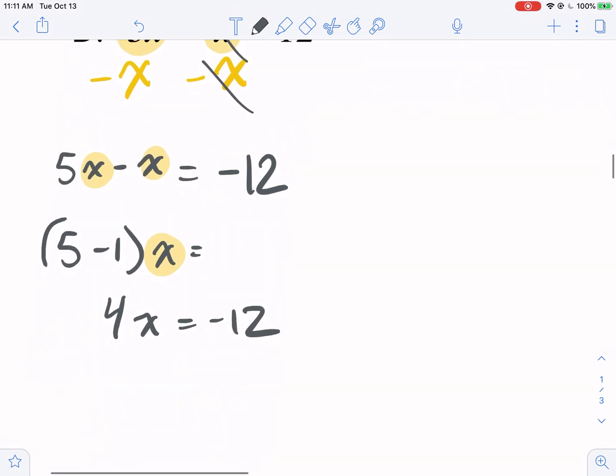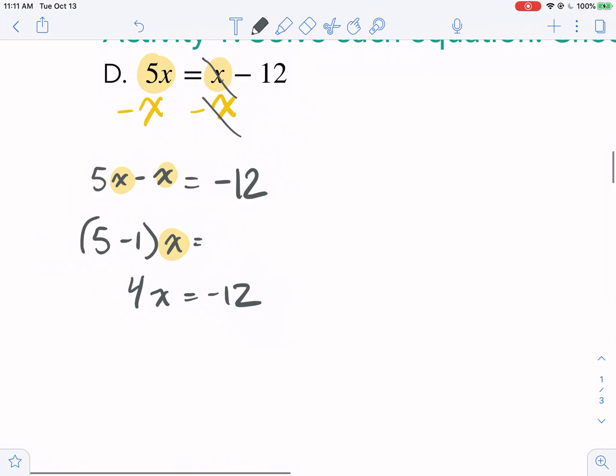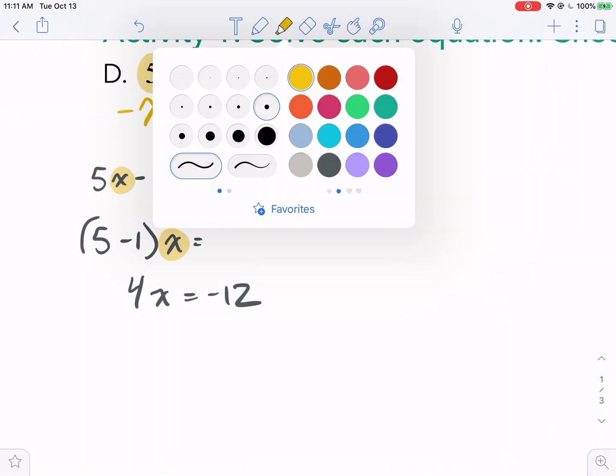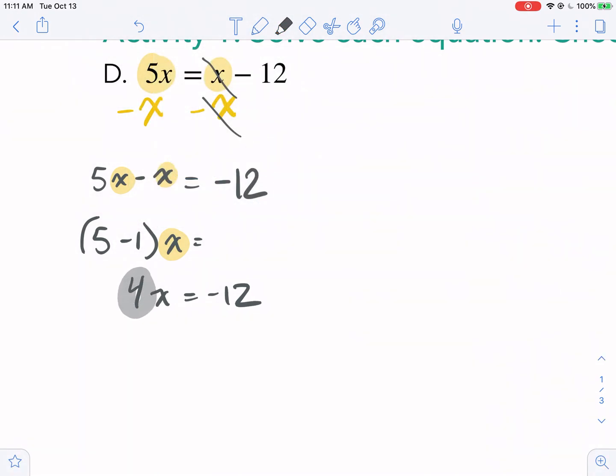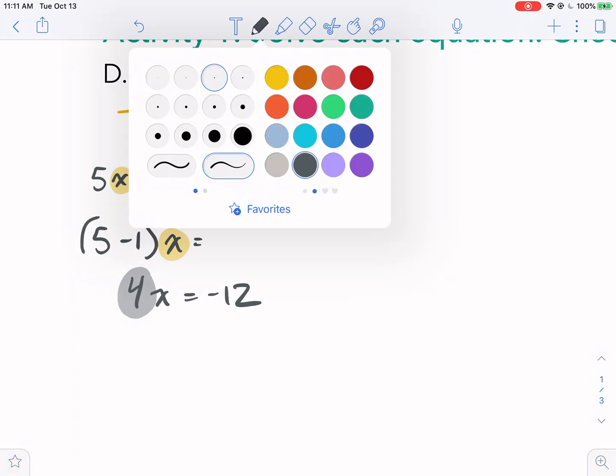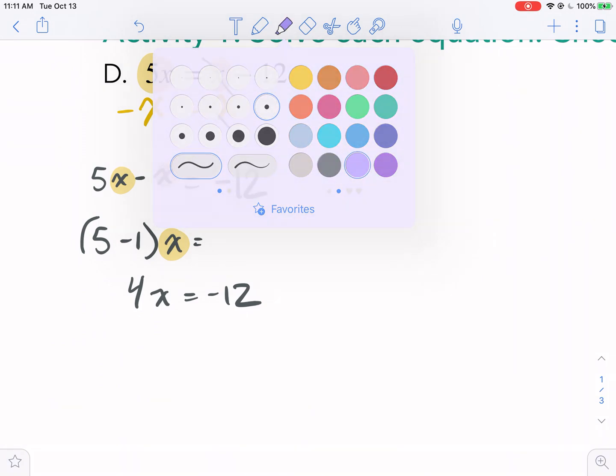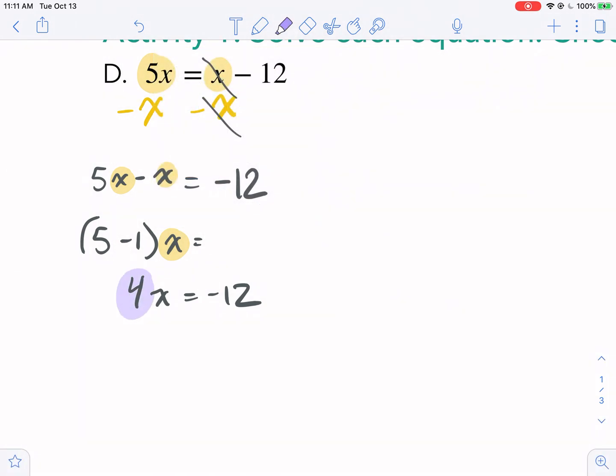Now we're almost done. Remember, we need to get x all by itself. So we need to undo what's happening to our x. Here we have a 4 times. So to undo that, I'll make that a different color. To undo the 4 times, we need to divide both sides by 4. So we divide by 4, and that leaves us with x equals negative 3.